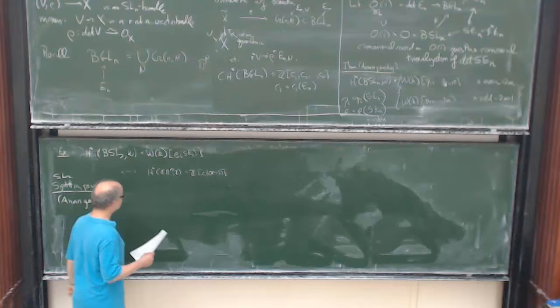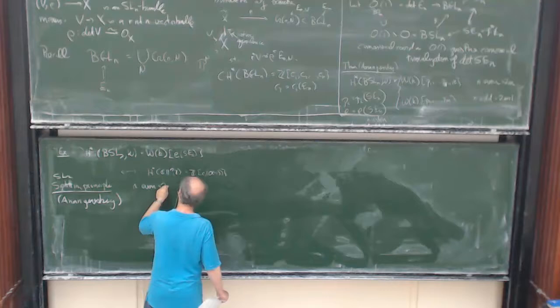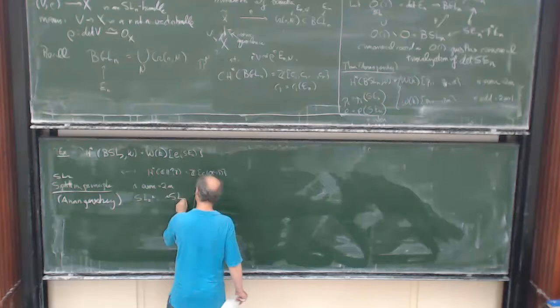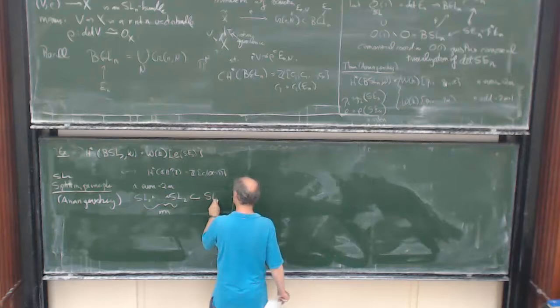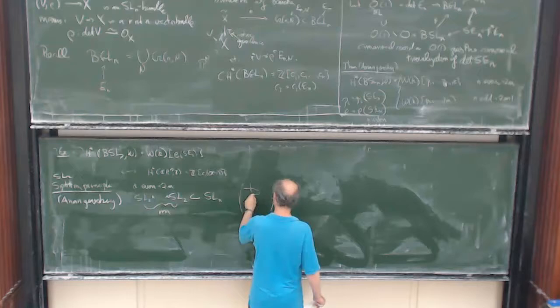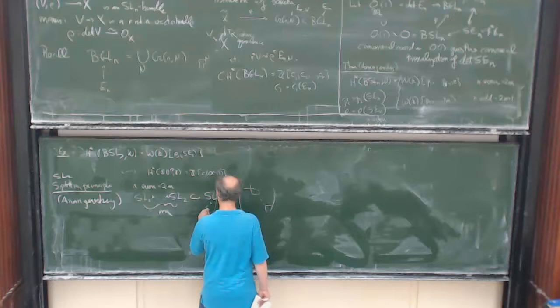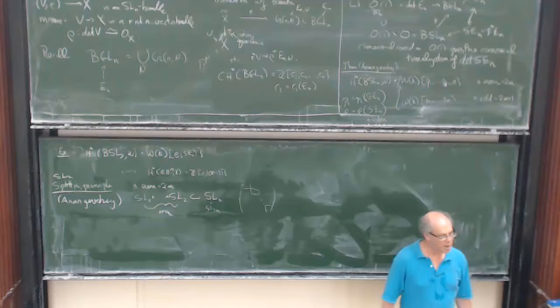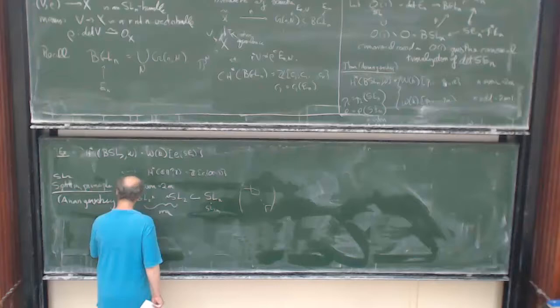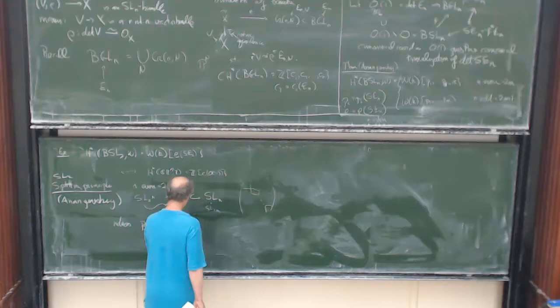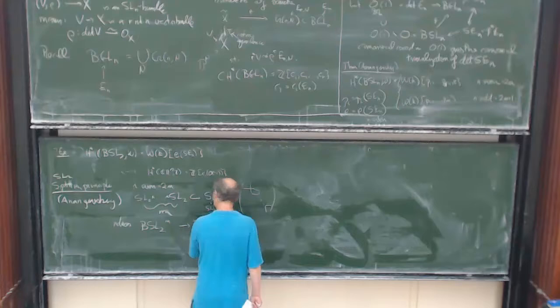It says the following. So let's take n even. Now we have this map, SL2 cross SL2, where we have m factors, which embeds inside SL2m, which is our SLn, just by block matrices. You put a bunch of block 2 by 2 matrices into a 2m by 2m matrix. Okay, so this induces a map BSL2 to the m to BSL2m. Let's call this pi.